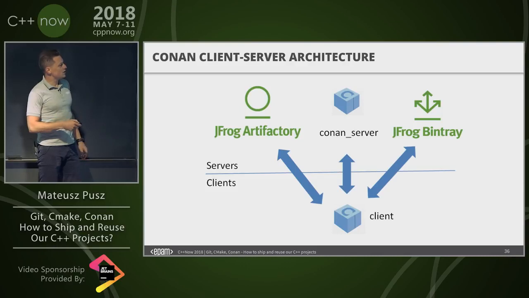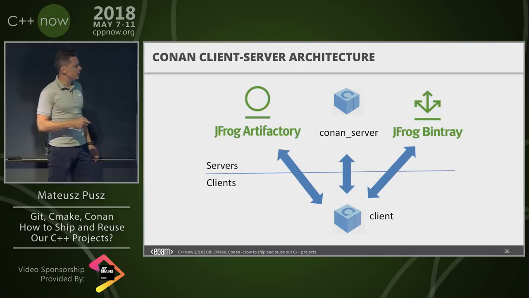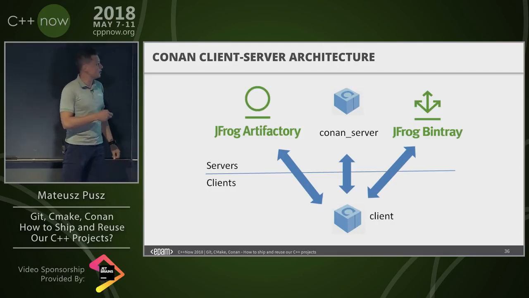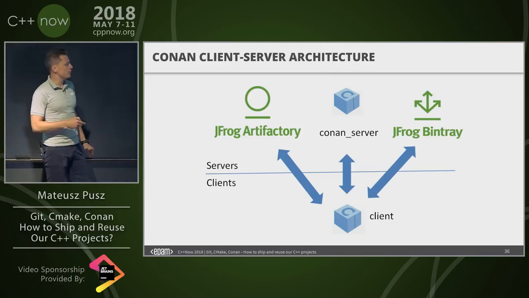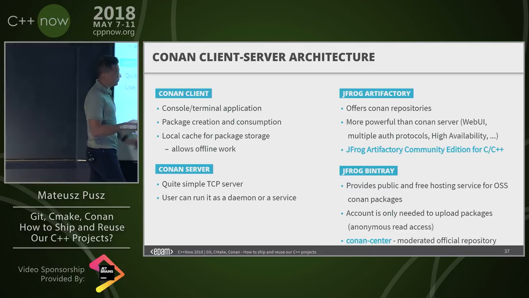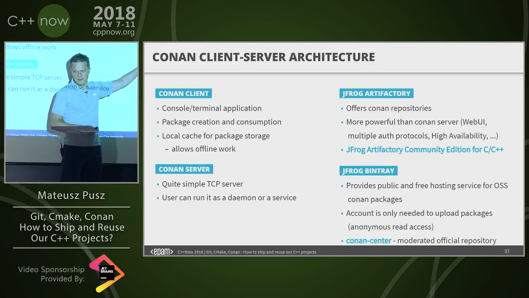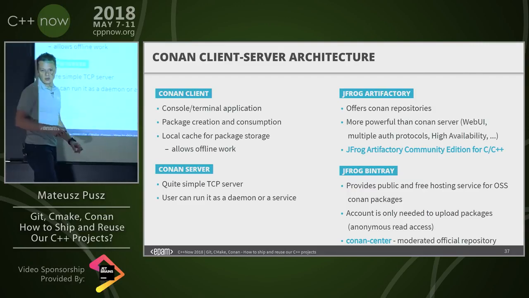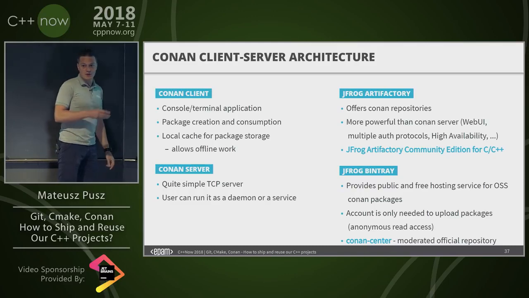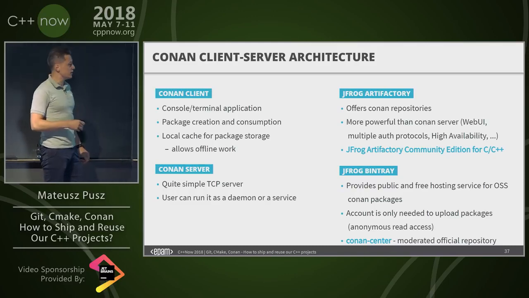This is basically how Conan servers look. We have three possibilities here. We have either the simple application Conan server that is also open sourced, or we can use JFrog Artifactory or JFrog Bintray to store things. Those are available for open source software for free, at least Bintray. But also, as I mentioned here, JFrog Artifactory Community Edition was released, I think in February this year, for C++, and you can just use it in your company. This is a high-quality server with Conan for free. We are using this already at EPAM.